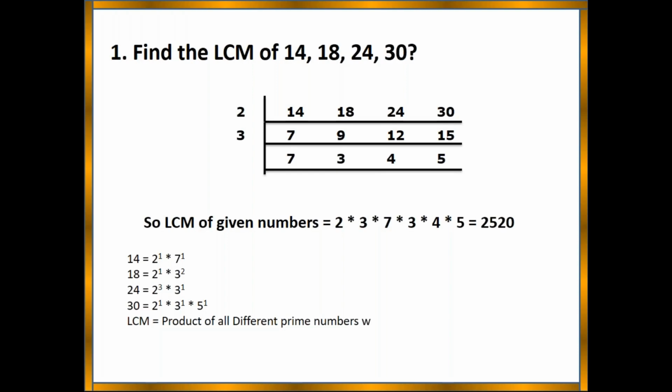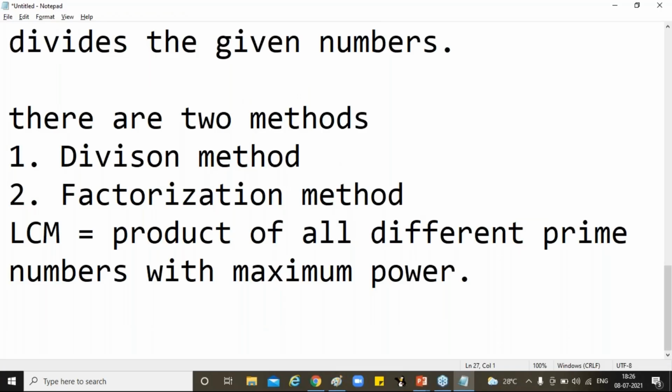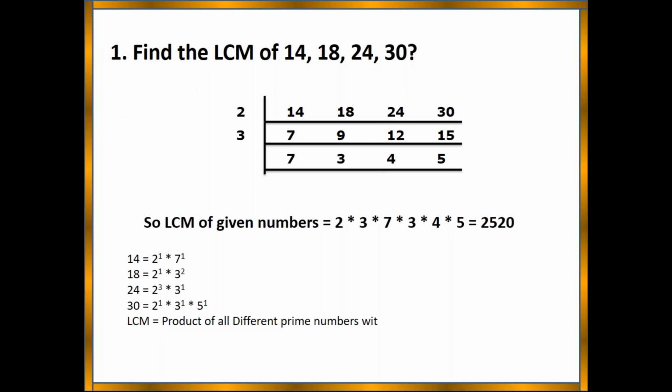We know clearly the product of all different prime numbers is nothing but 2 into 3 into 5 into 7. Whenever we write the product of 2, 3, 5, 7, we take maximum power. Out of 2 power 1, 2 power 1, 2 power 3, 2 power 1, which one is the maximum power? 2 power 3. That is the reason we take only 2 power 3.